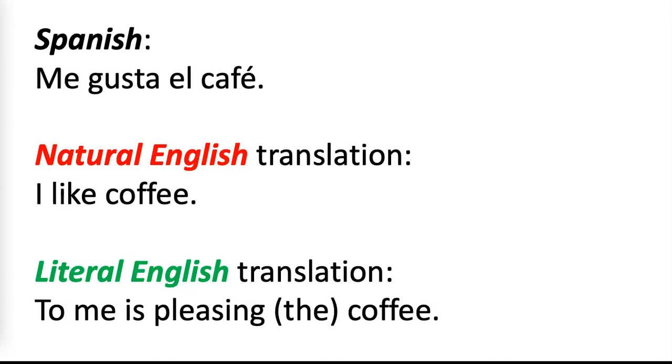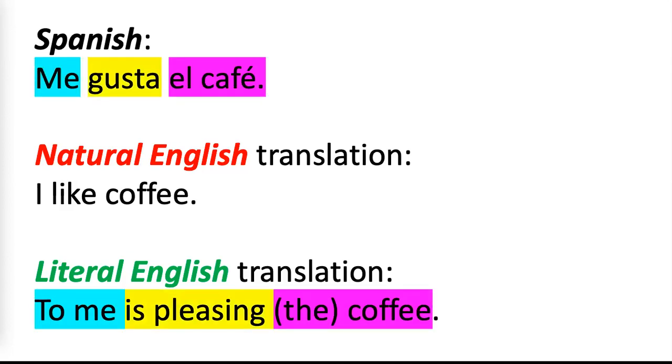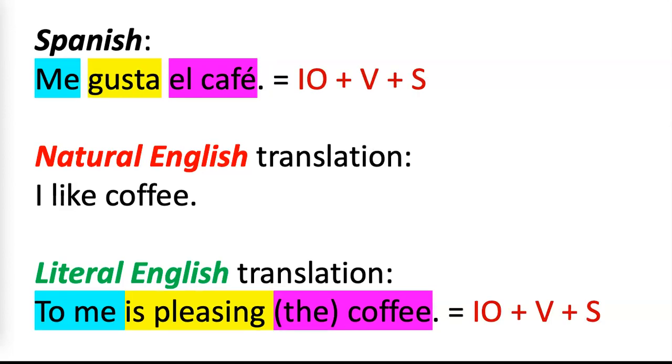Now look at the different parts of speech. You'll notice the Spanish me corresponds to the English to me. Gusta, the verb, corresponds to is pleasing, and el café is the coffee. The formal grammatical terms are indirect object, verb, and subject. And notice the Spanish sentence and the literal English sentence have the same format.